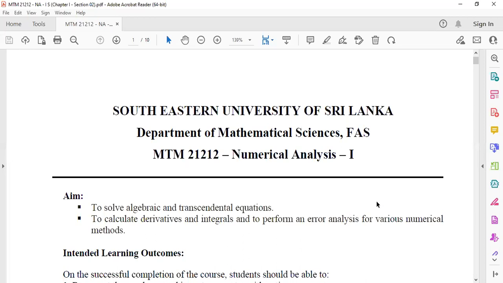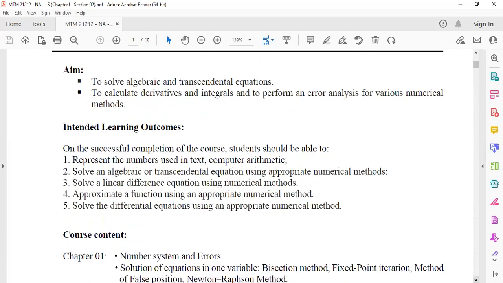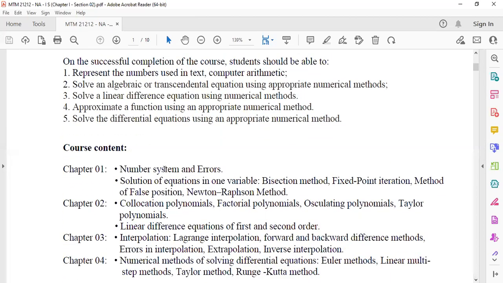So now we are still in chapter 1. Okay, so we have finished chapter 1 itself. We have finished all about the number system and errors. I hope you have tried the homework quiz 1, possibly.